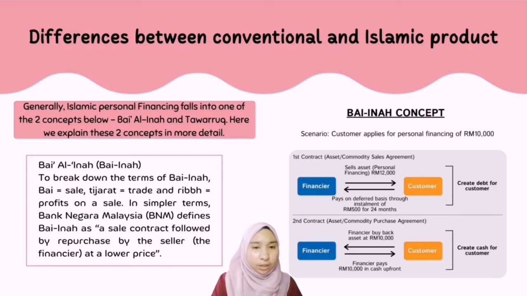In the second contract, the customer then sells the asset back to the financier in order to obtain cash. The financier pays 10,000 to the customer on a cash basis. To summarize, the financing amount that the customer will receive is 10,000. The additional 2,000 from the 12,000 deferred payment is the profit earned by the financier. The contract is considered fulfilled when the customer receives the cash and sells back the asset or commodity to the financier. This means that in order for the bai'inah concept to work, the first contract, the asset commodity sale agreement, has to happen before the second contract, the asset commodity purchase agreement.